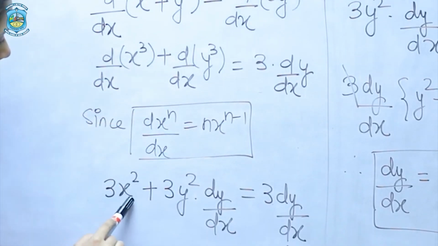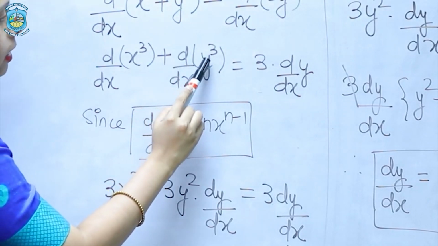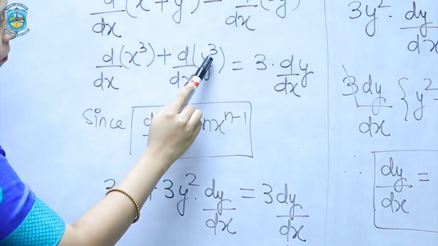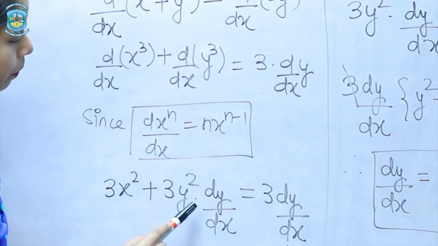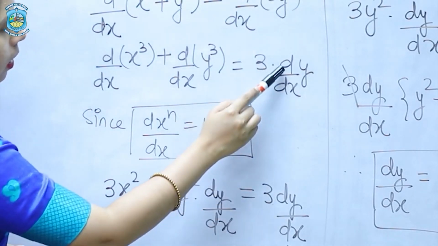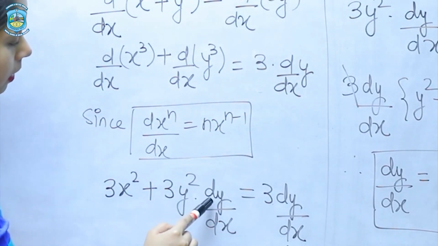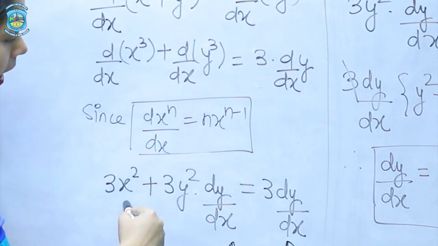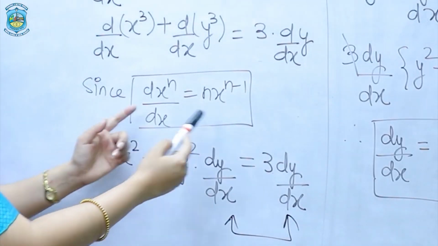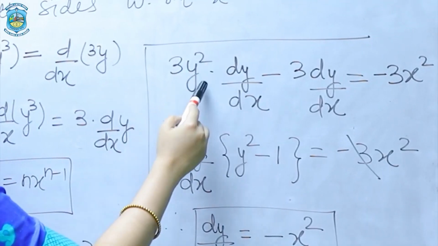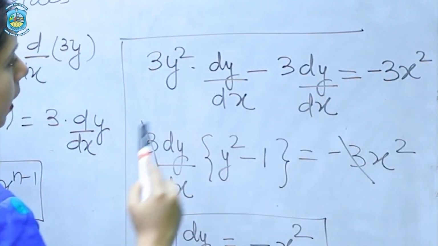x cube will give you 3x square plus the differentiation of y cube. Please remember that y is a function of x. So, differentiation of y cube will give you 3y square into dy by dx. You will have to apply the chain rule. That is equal to 3 dy by dx. Now, after this we will shift the terms that contain dy by dx to one side and those terms which do not contain dy by dx to the other side. So, we will shift this 3x square to the other side. So, that becomes 3y square dy by dx minus 3 dy by dx is equal to minus 3x square.